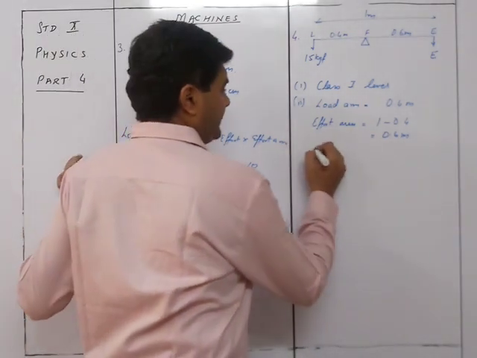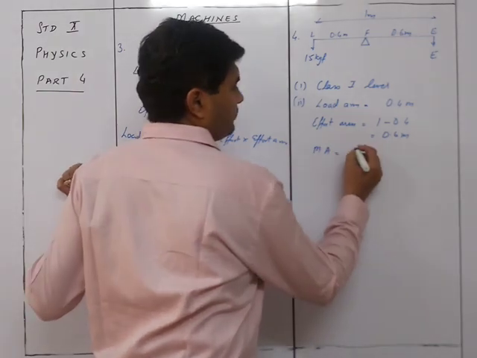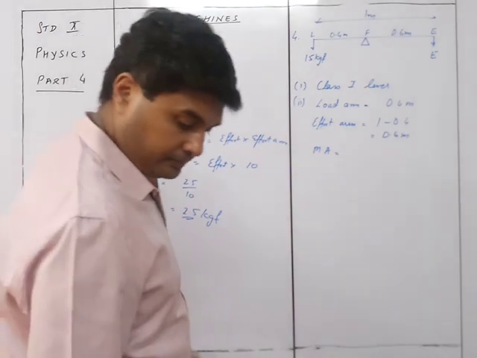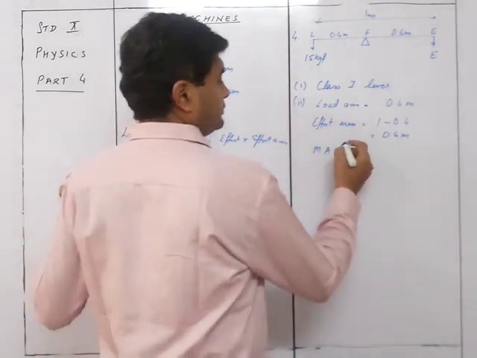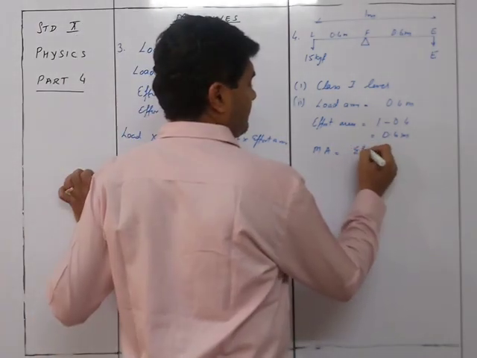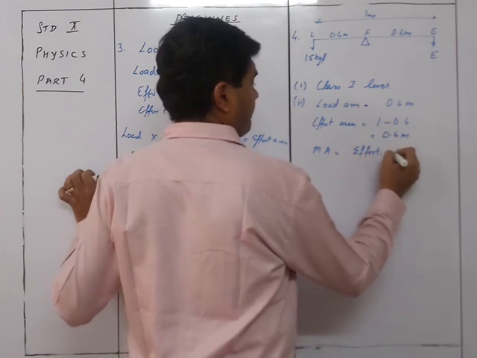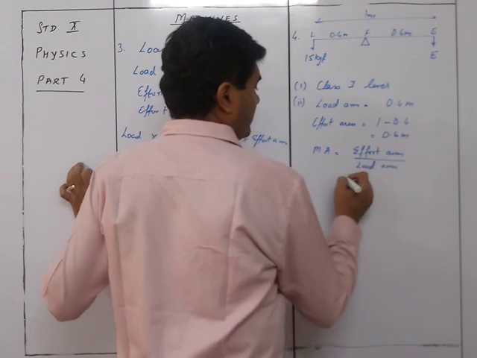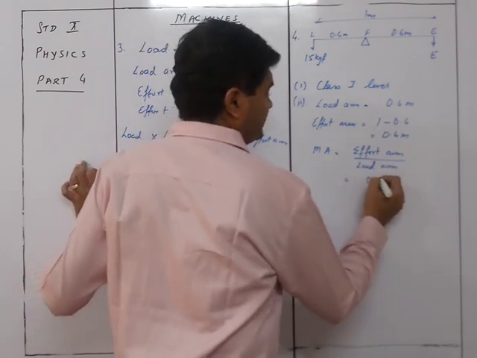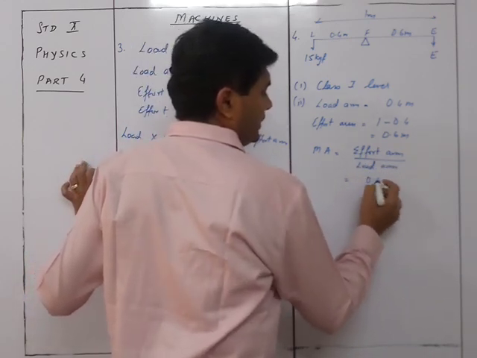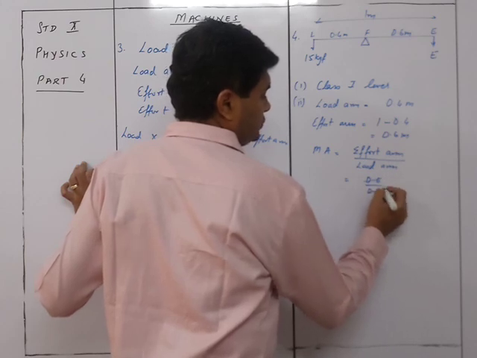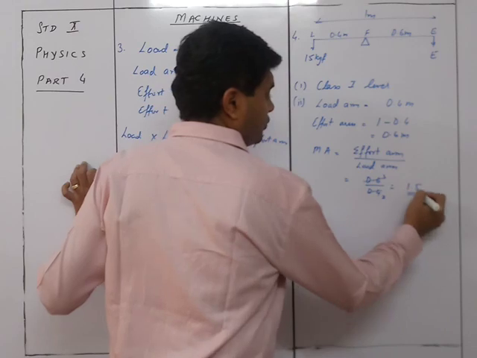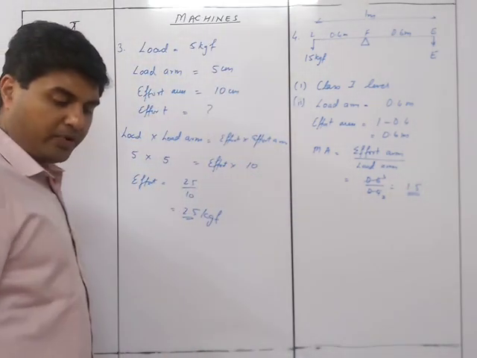So mechanical advantage MA is equal to effort arm upon load arm. So that will give me effort arm 0.6 upon load arm 0.4. That cancels to 2, this is 3, so it is 1.5. So mechanical advantage is 1.5.